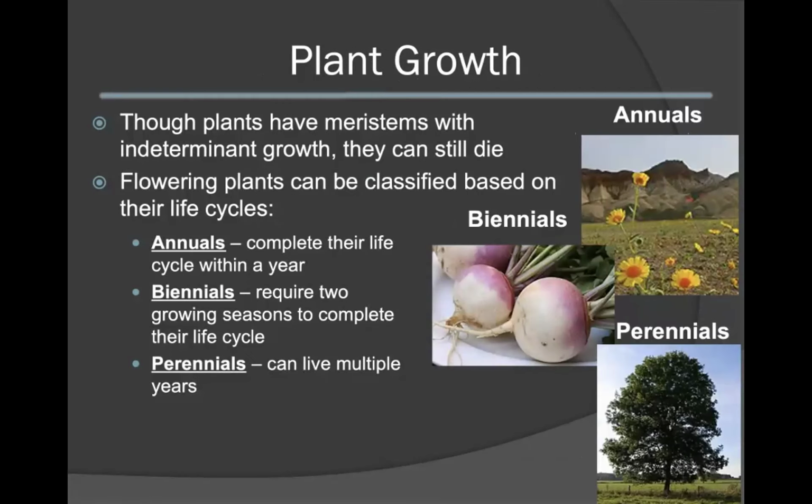Even though plants have meristems that have indeterminate or continuous growth, they can still die. Flowering plants are usually classified based on their life cycles. They can be annuals, meaning they complete their life cycle within 1 year, biennials, meaning they require 2 growing seasons to complete their cycle, or perennials that can live multiple years.